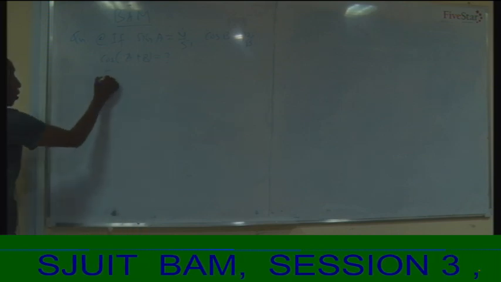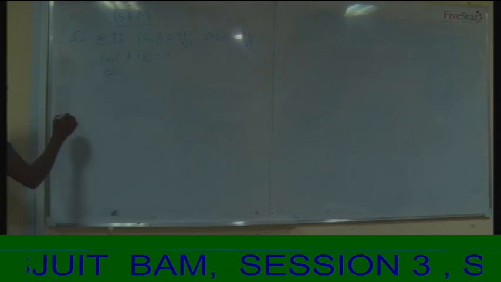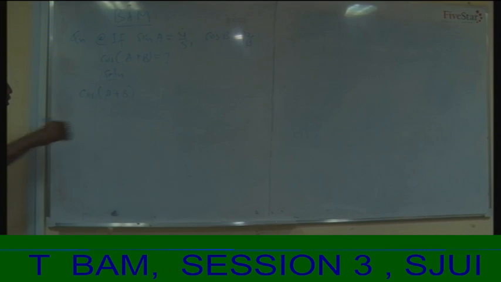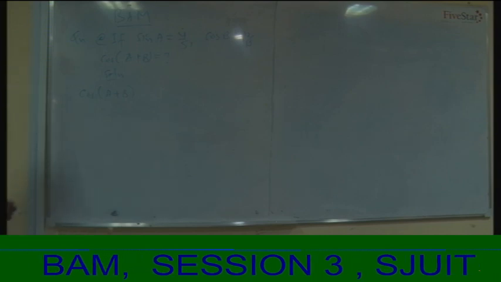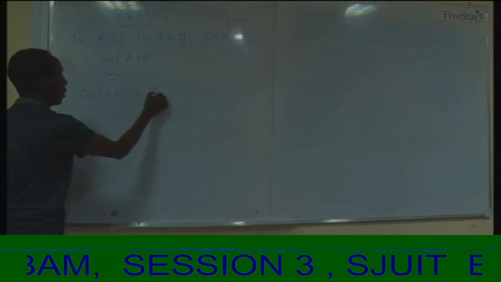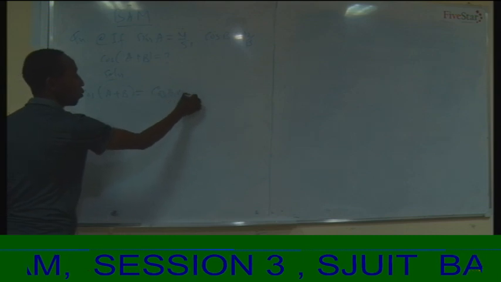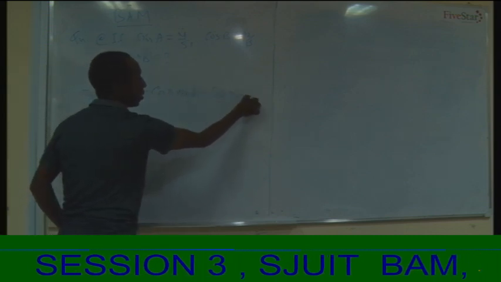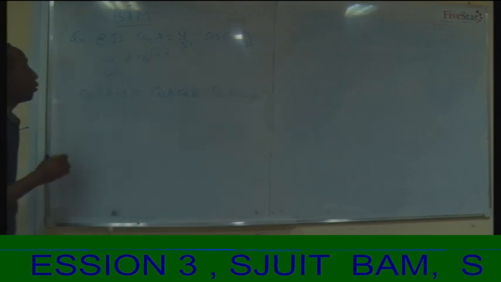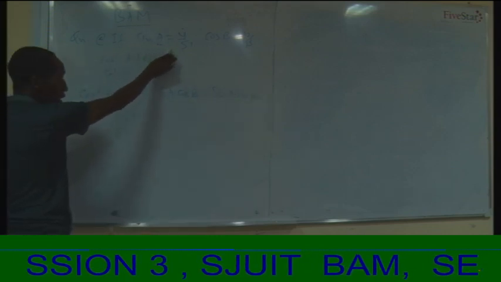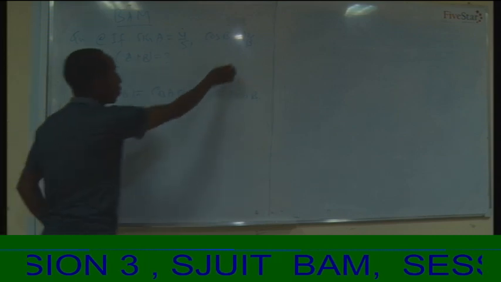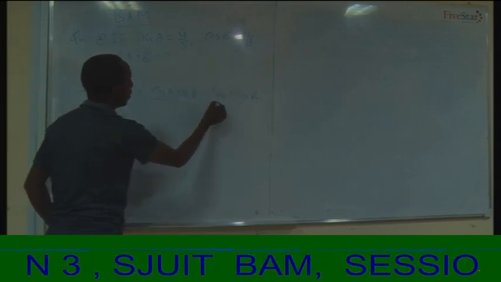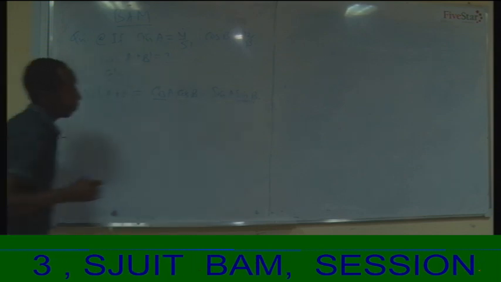So the solution for this is simple. We need cos of A plus B. This is just the compound angle. We can just expand this as cos A cos B minus sine A sine B. Of course, in our question, we have sine A, which is that one. We have cos B, which is that one. We need what is cos A and what is sine B.